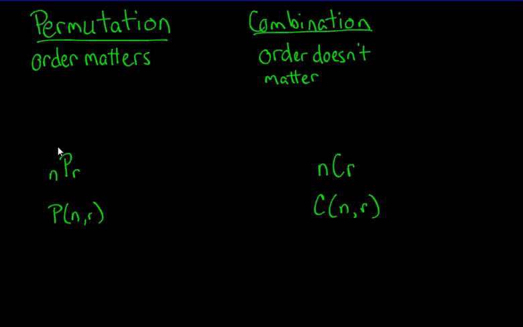The way we write the notation for permutations, we have n, where n is the number of items, and then r, which is how many things we're actually picking in our permutation. Same thing for combinations, same letters, we just use a C for combination instead of a P.